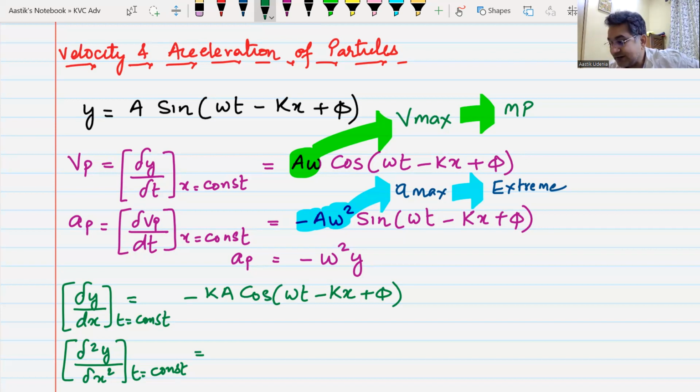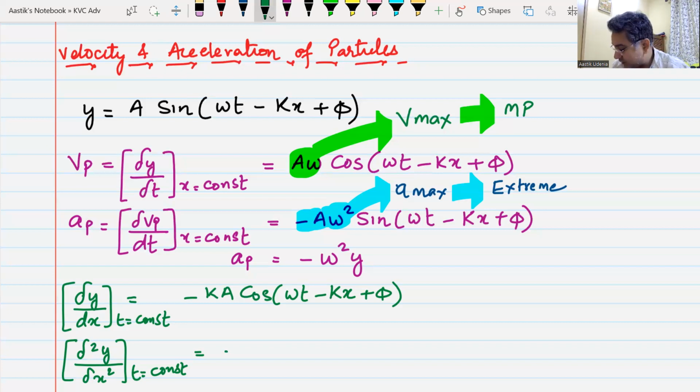What is the second derivative? Second partial derivative of y with respect to x. Anyone with an answer? Second partial derivative. No one knows how to differentiate it.